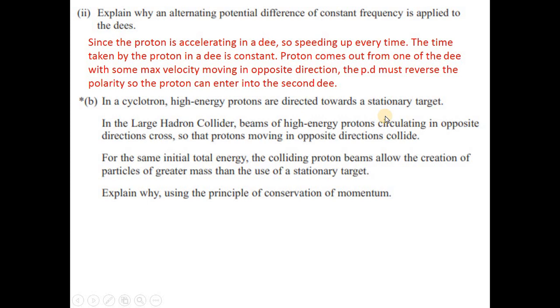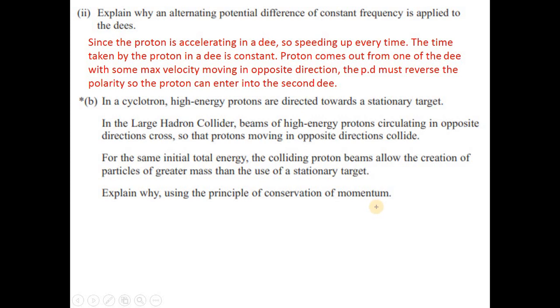In a cyclotron, high energy protons are directed towards a stationary target. In the Large Hadron Collider, beams of high energy protons circulate in opposite directions, so that the protons moving in opposite directions collide. For the same initial kinetic energy, the colliding proton beams allow the creation of particles of greater mass than use of the stationary target. Explain why, using the principle of conservation of momentum.